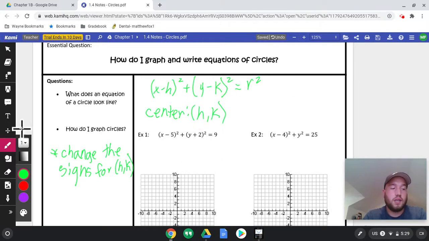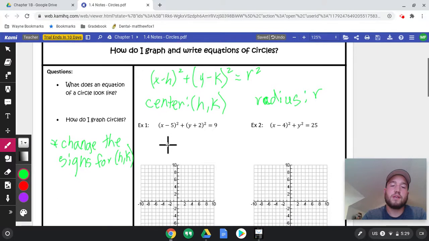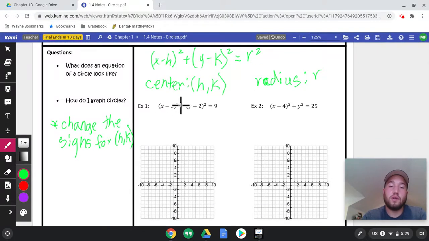Okay. And now your radius, so the distance from the center to the edge of the circle in a straight line, is going to be equivalent to r. Notice in your equation you'll have r squared. Okay. So we look at this first problem. (x minus 5) quantity squared, plus (y plus 2) quantity squared equals 9.